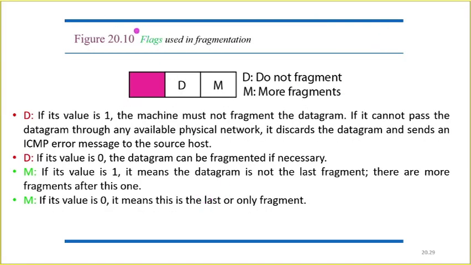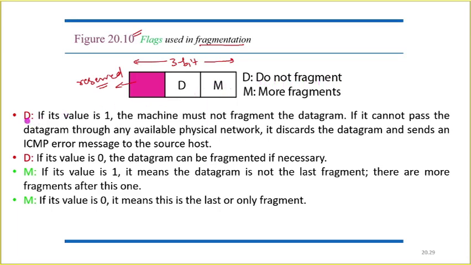Next is the flag. The flag is the second part in case of fragmentation. This flag is of 3 bits. Out of the 3 bits, the most significant bit is the reserved one, reserved for some other application or values. It is not used nowadays, but it is reserved. The remaining 2 bits are D and M. What does D indicate? D indicates do not fragment.